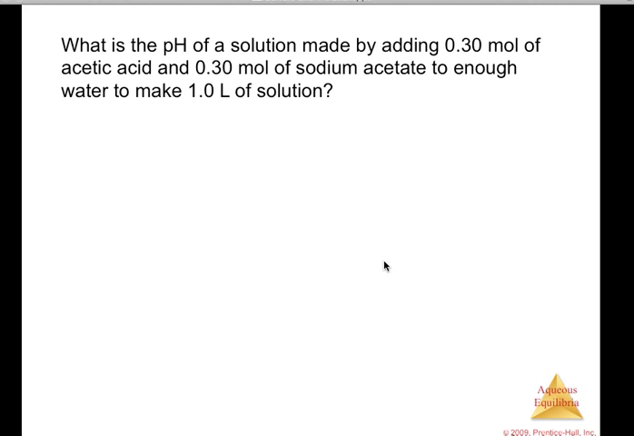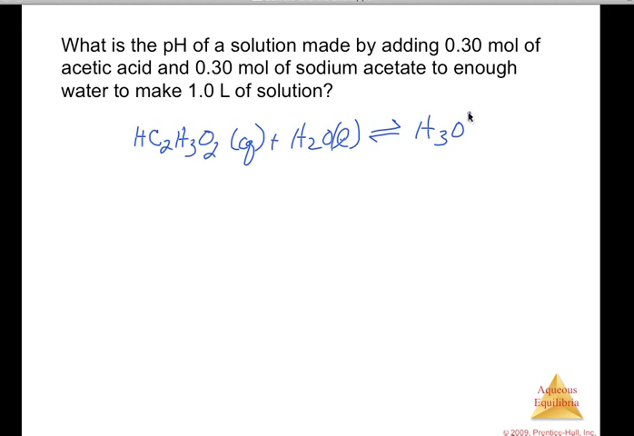Okay, so what is the pH of a solution made by adding 0.30 moles of acetic acid and 0.30 moles of sodium acetate to enough water to make a 1 liter solution? First thing we should do is write the equation. So I have the acetic acid in water, setting up an equilibrium with the hydronium ion and the acetate ion.